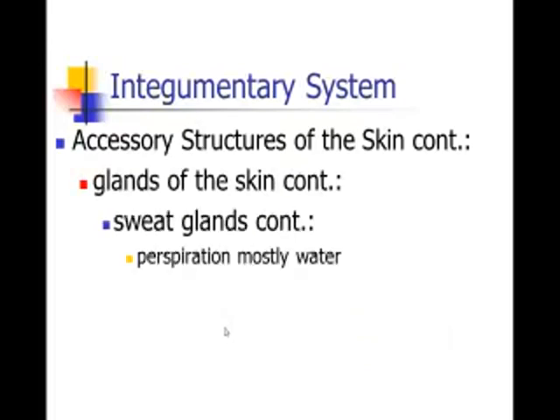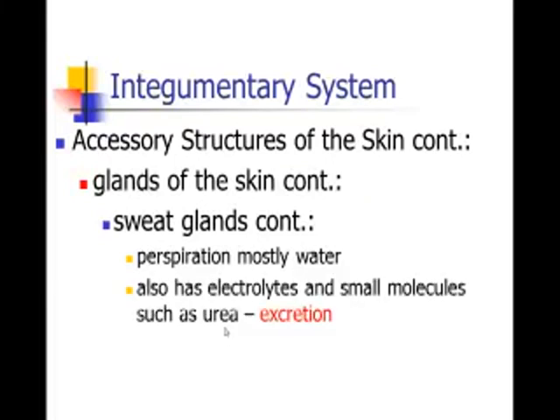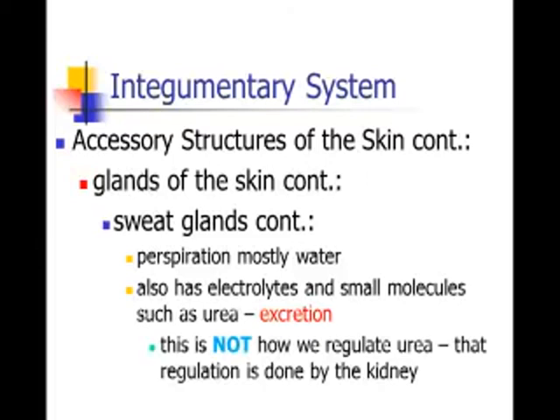So perspiration is mostly water, although it's going to have electrolytes in it, and it has a number of small molecules. One of the small molecules in the sweat is urea. And you might wonder, well, why are we secreting those? Actually, the secretion of the electrolytes just goes along with the water, because the water is coming from the blood, and the blood has electrolytes in it, and it also has urea. Getting the urea released is actually excretion. That's getting rid of a waste product.